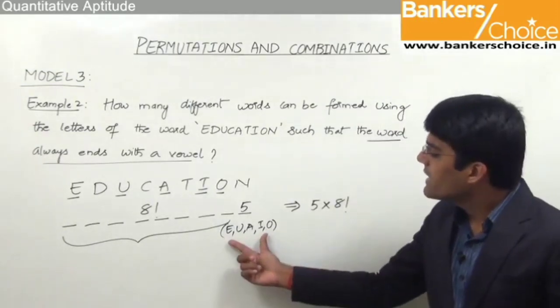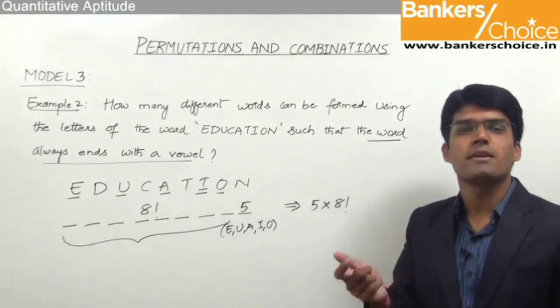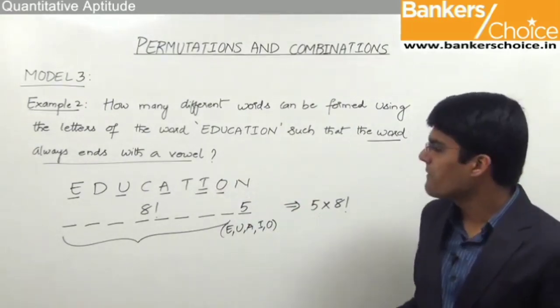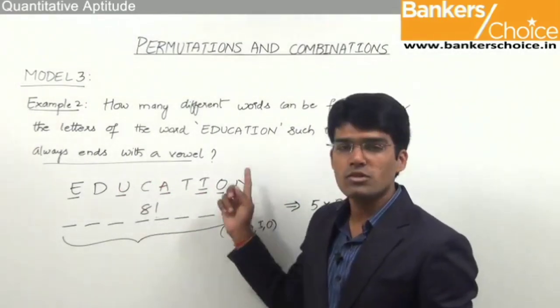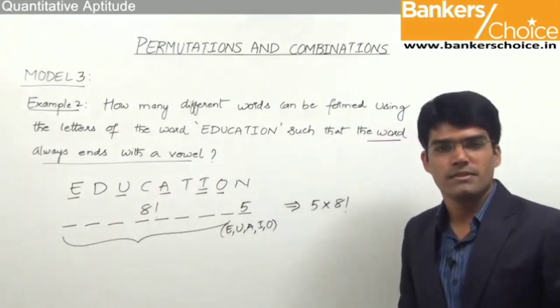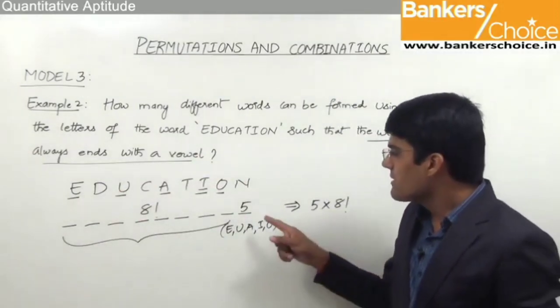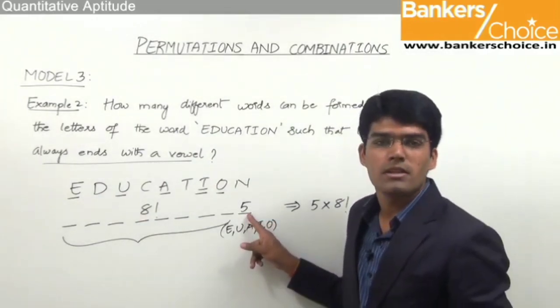And again, like vowels, the question can also be with respect to consonants. That means the first position should be occupied by a consonant. So we again find out the number of consonants, and that many choices are there for the given position. Remember, friends, the most commonly committed mistake here is that some students take it as 5 factorial for the last position.